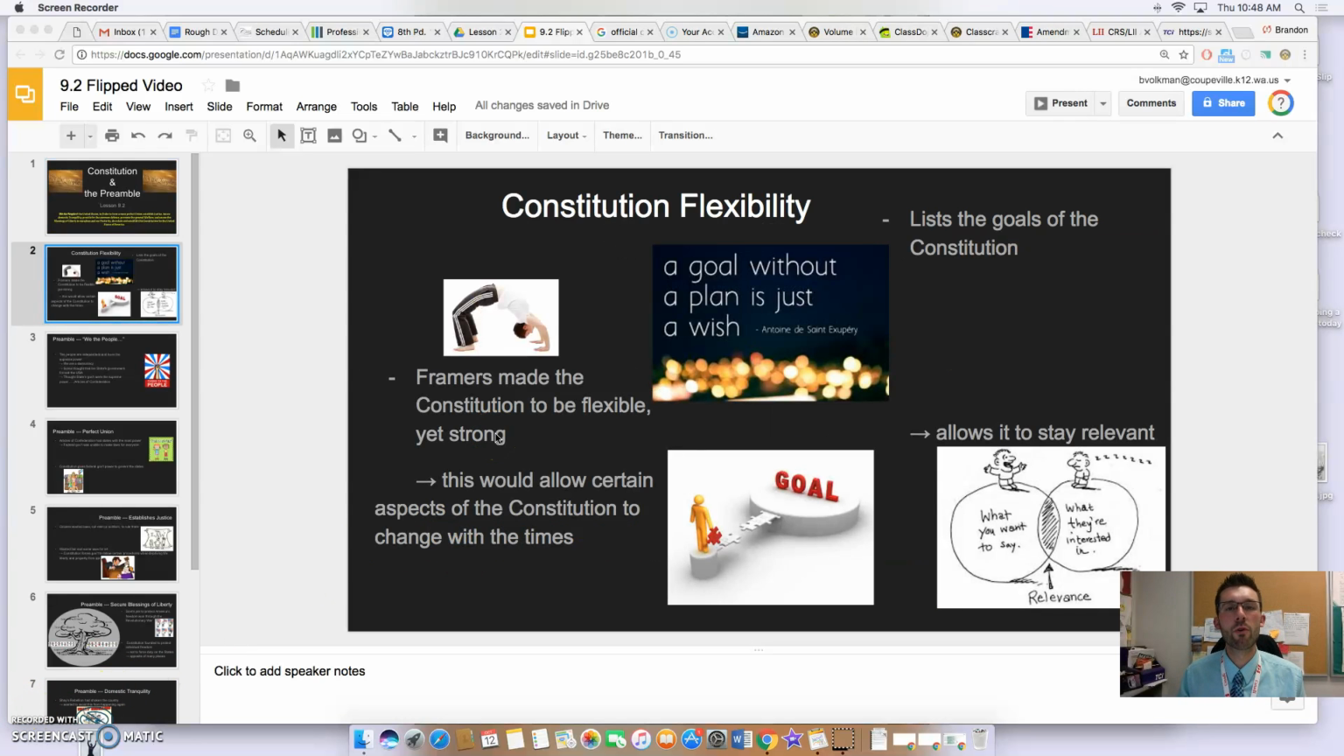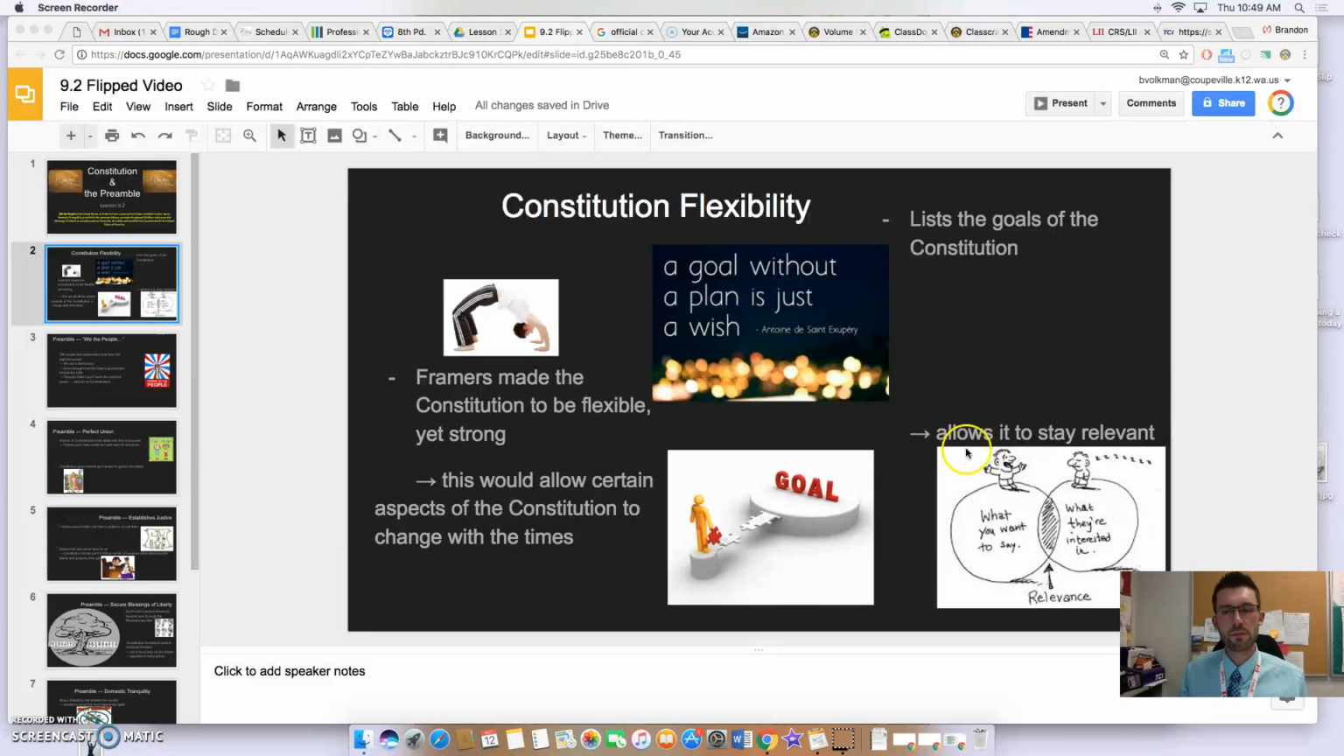I want to talk about here, before we get into the preamble, about the flexibility of the Constitution. The framers made the Constitution to be flexible, yet to also be very strong. So it could be tweaked a little bit, but to never break. And this would allow certain aspects of the Constitution to change with the times. A great example of this is the fact that slavery was made illegal and it was put into the Constitution, but that happened after the Constitution was already cemented and signed. This would not have been able to occur if the Constitution wasn't flexible a little bit.